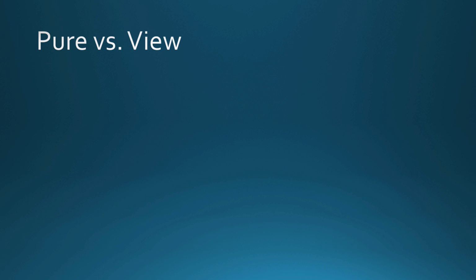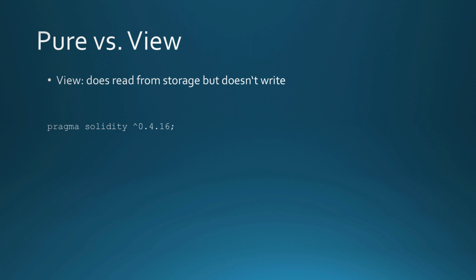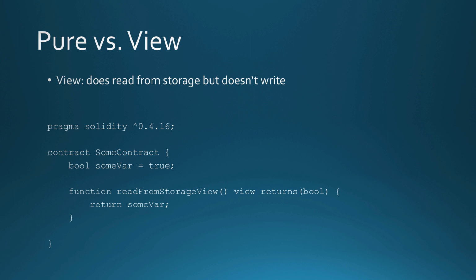Now let's head directly into the difference between pure versus view functions. As I said before, view functions do read from the storage, but they don't write to the storage. If we have a look at a very simple example, we have a new pragma solidity version 0.4.16 and a very simple contract. We have a storage state variable, someVar, which is true, a boolean, and we have one function, readFromStorageView, and this is a view function. You can see it here where we had constant previously, and it returns one bool, our someVar. That is typically a view function, and it was the constant function before.